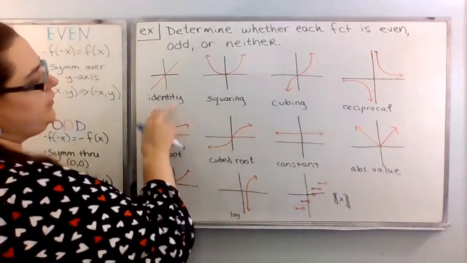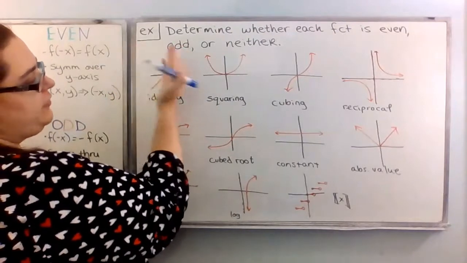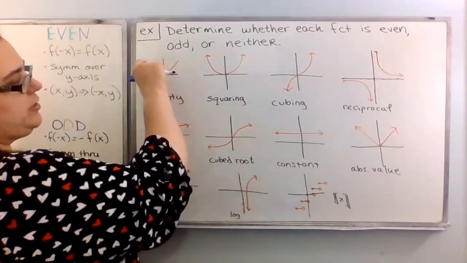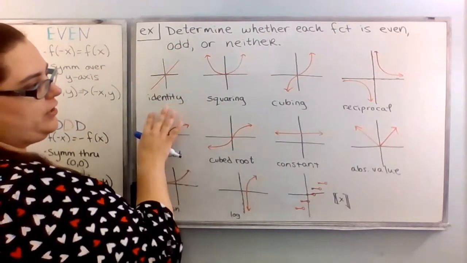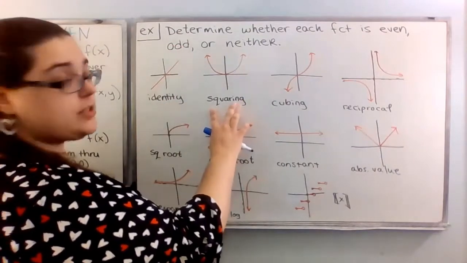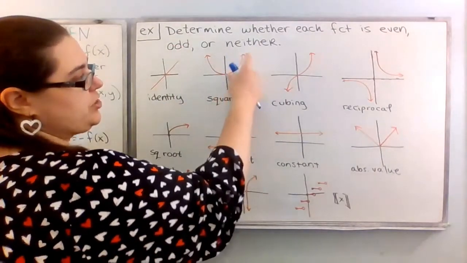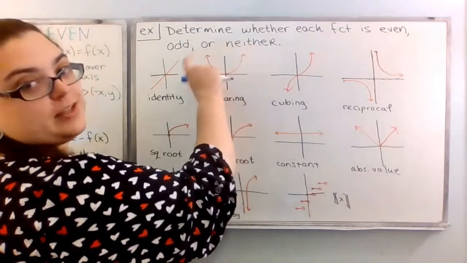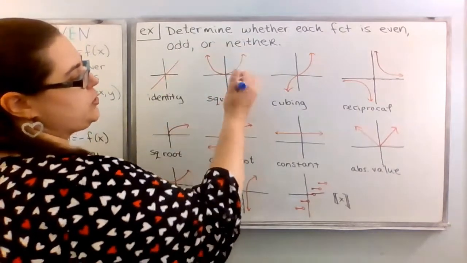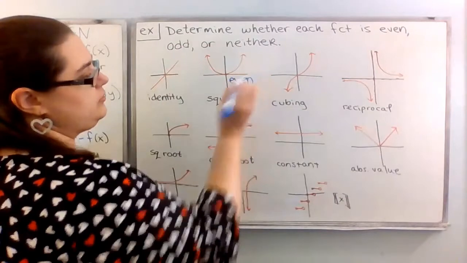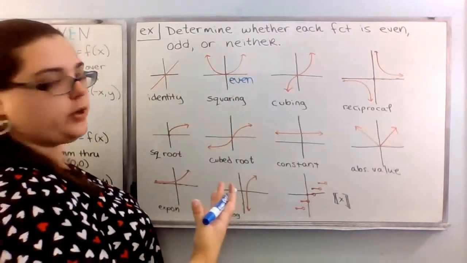So with the identity function, if I fold this in half, it doesn't match up. This piece would end up over here, so this one's not even. The squaring function is though, because if I take this piece of the function and reflect it over, I get the same thing. So that means that the squaring function is even. And we're just going to do that for each of these.